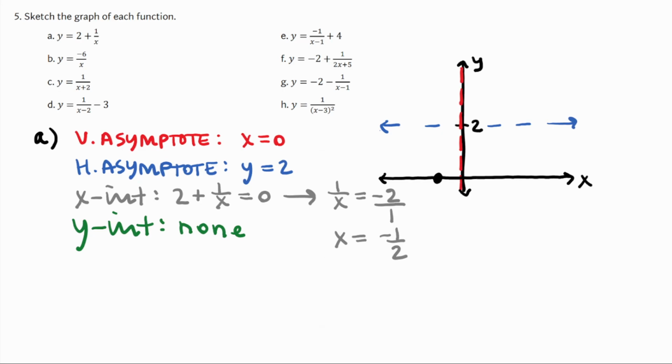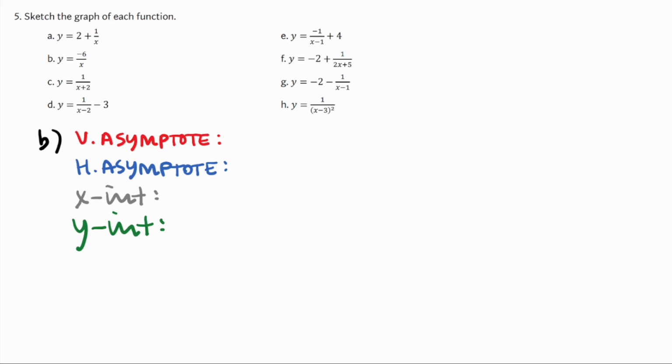So that can't be crossed. Vertical asymptote can never be crossed. Horizontal asymptote can, though. I've actually seen evidence of that in this homework. And then, otherwise it's a pretty standard 1 over x graph because it's really just been moved up by 2. But I figured I'd show you all the aspects.